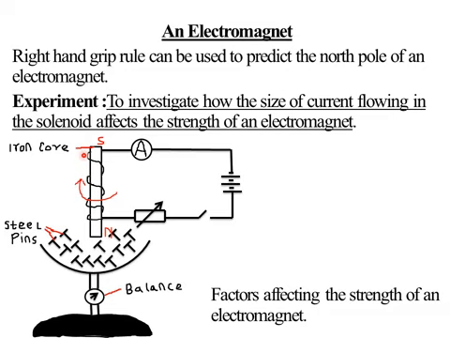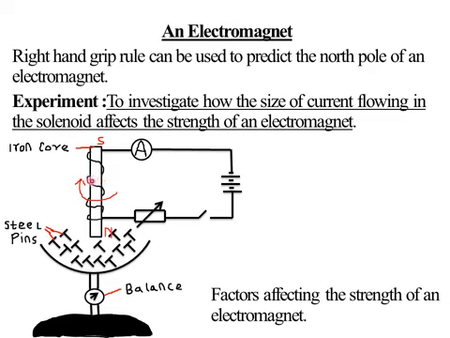Of course, the more the number of turns of the coil, the stronger the electromagnet. So if you want your electromagnet to be stronger, you use more turns. That means you use a longer copper wire, then you wind it, making as many turns as possible, because the more the number of turns, the more the strength of the electromagnet. So the first factor affecting the strength of an electromagnet is the number of turns of the coil.